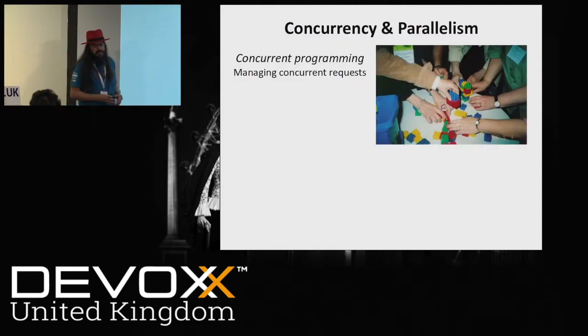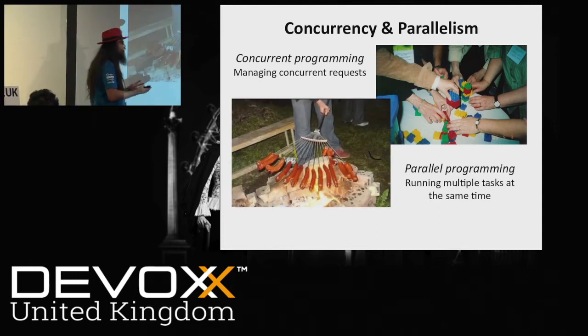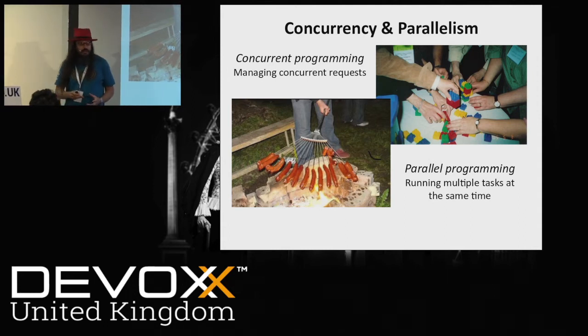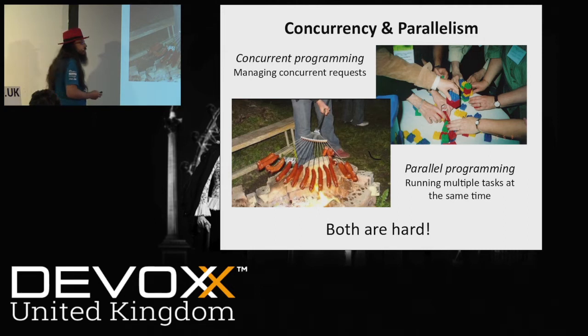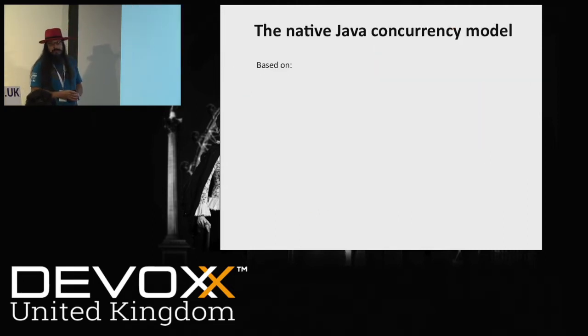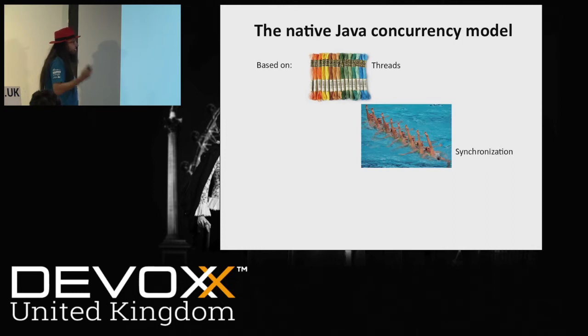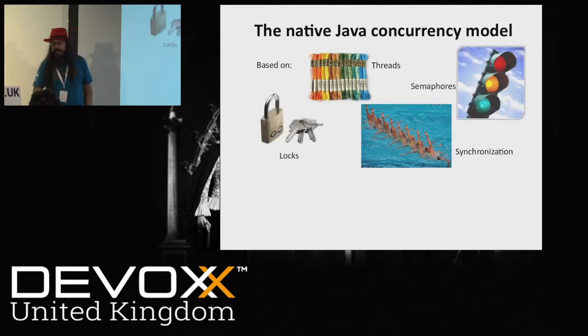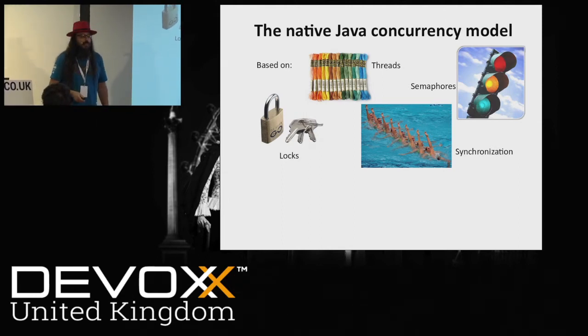So the goal is to do concurrency and parallelism more effectively, which are two faces of the same coin. And both those tasks are hard, I believe especially for a reason: historically we have a default concurrency model in Java, the one based on threads, on synchronization, semaphores, locks, and all those mechanisms that you know if you write multi-threaded applications.